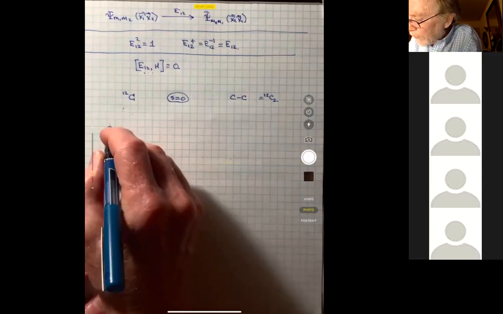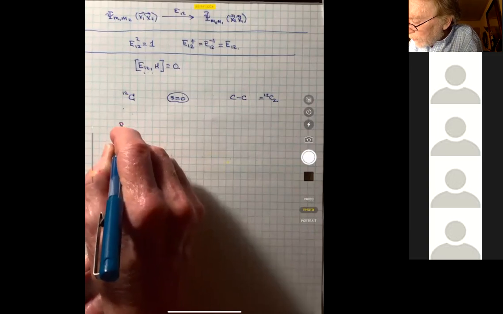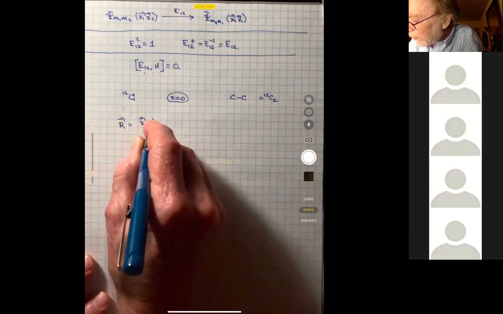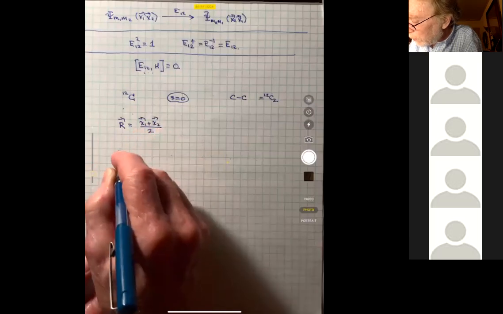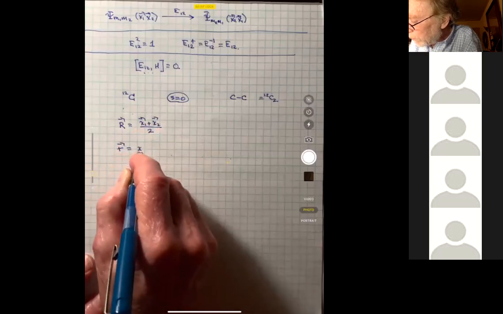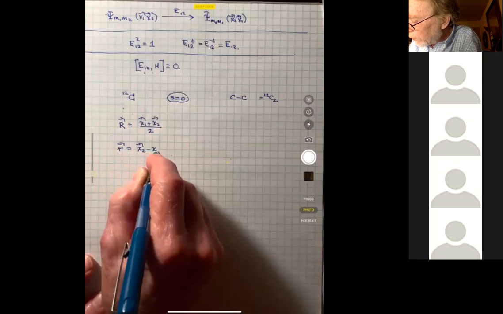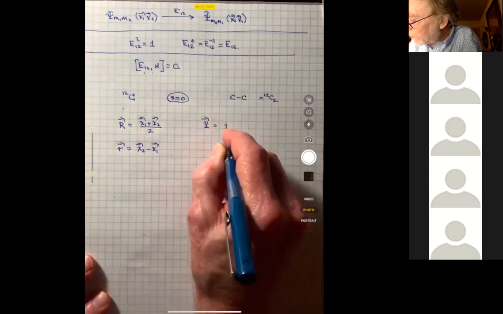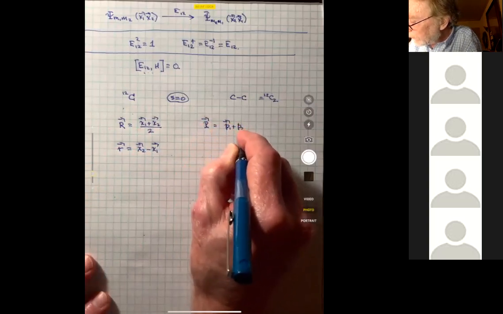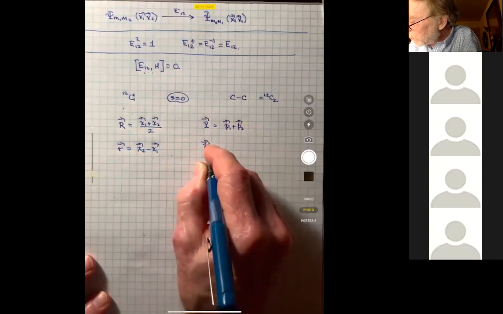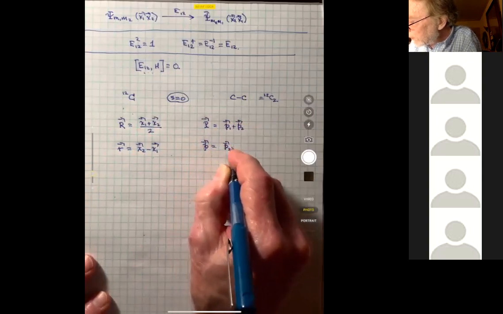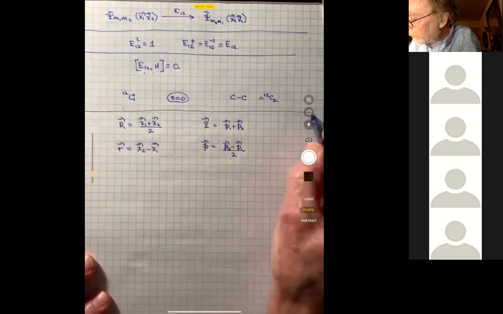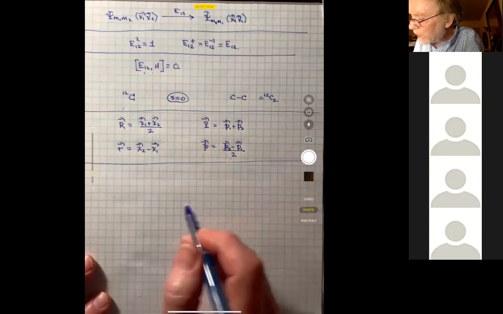So let's write down the transformation then. The center of mass R is given by the positions of the two particles x1 and x2 divided by 2 because the masses are equal. The relative position is given by x2 minus x1. Let's write it that way in that order. The conjugate momentum to the center of mass, capital P, is the total momentum P1 plus P2. And the relative momentum, lowercase p, is equal to P2 minus P1 divided by 2. And this is a canonical transformation of the variables of the system.